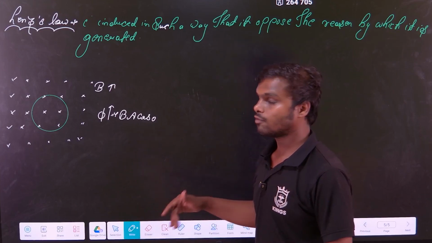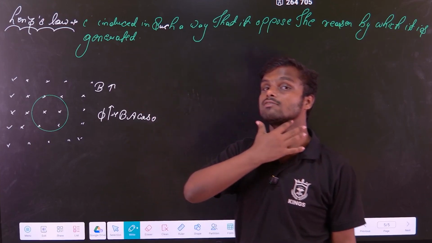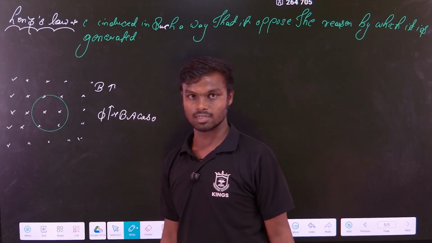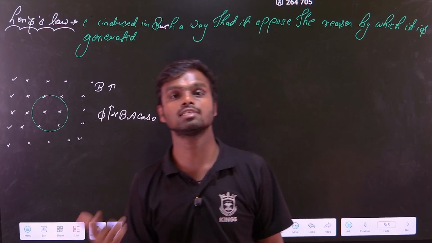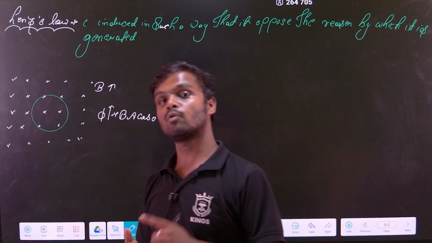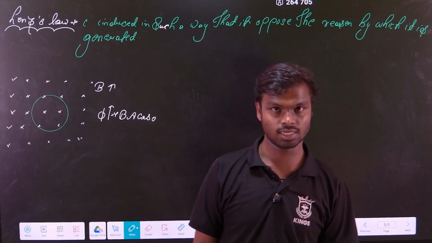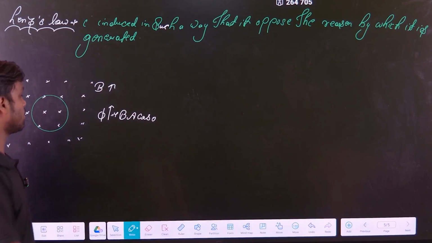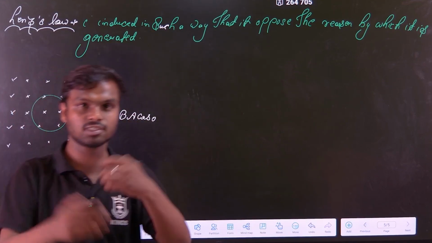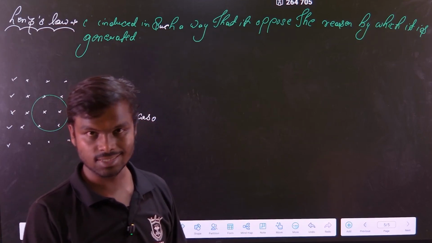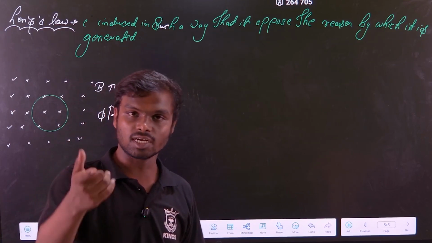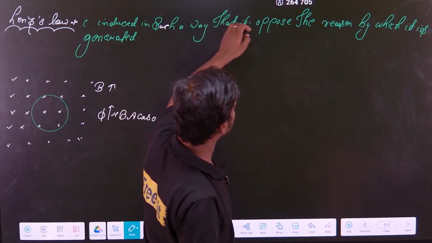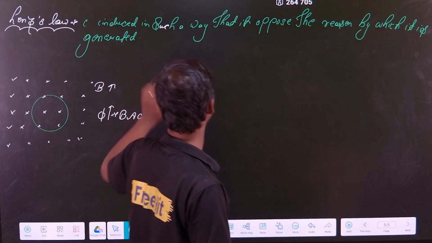So what is the reason for the current induced? That is the increase in magnetic field. So it will try to induce the current in such a way that it will oppose that increase in magnetic field. Basically here the magnetic field is increasing. Due to this increase in magnetic field, the flux is increasing and the EMF is getting induced. So what is the reason? The reason is increase in magnetic field. So according to the Lenz law, it will try to induce the current in such a way that it opposes the reason by which it is generated.